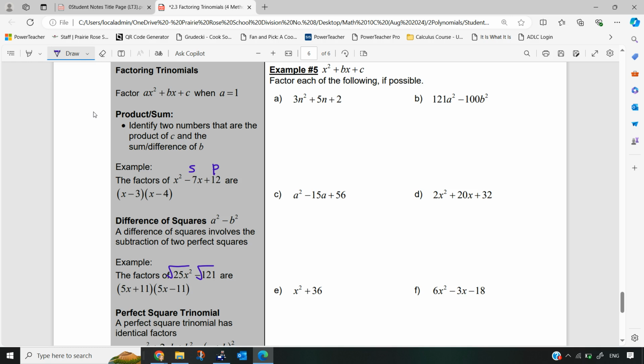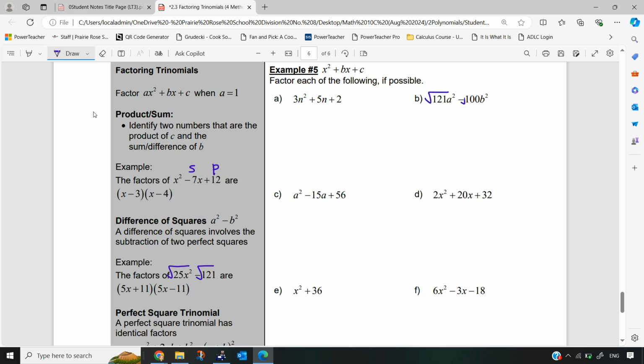Look at your work. Now, as I move through these examples, I'm not necessarily going to do them in order. I'm going to try to point out some of those special cases. So the first one we're going to look at is B. Notice that I have two terms, a subtraction sign, and both of my terms are perfect squares. So this is a difference of squares.